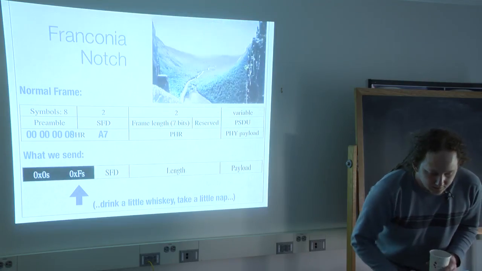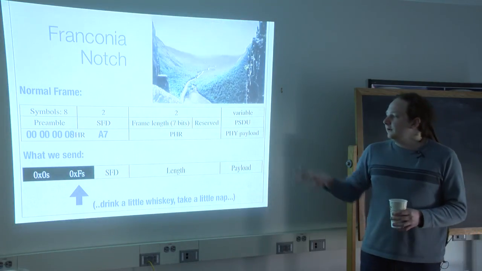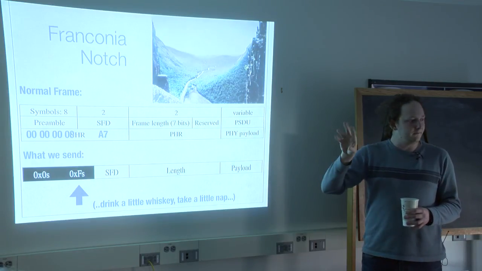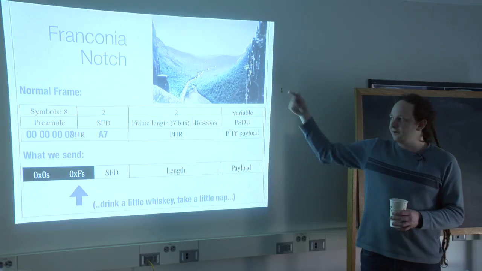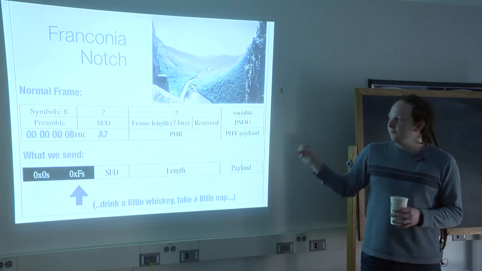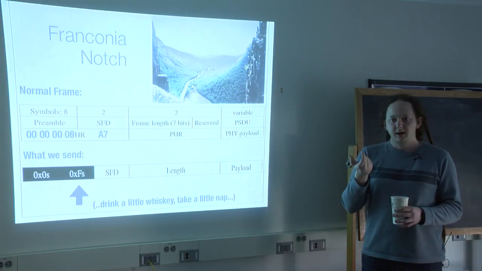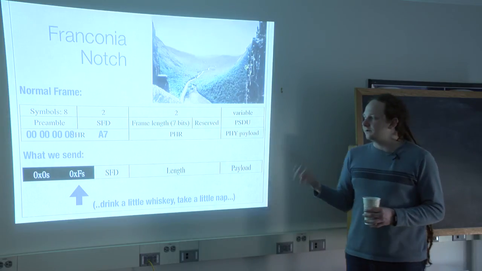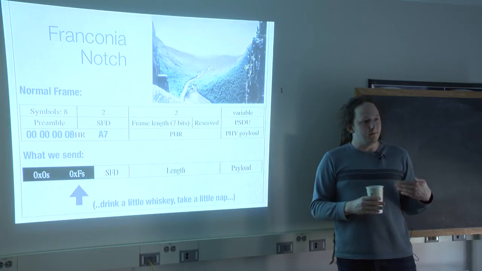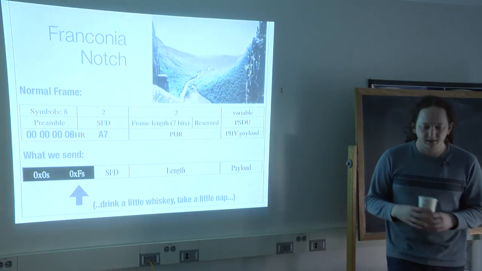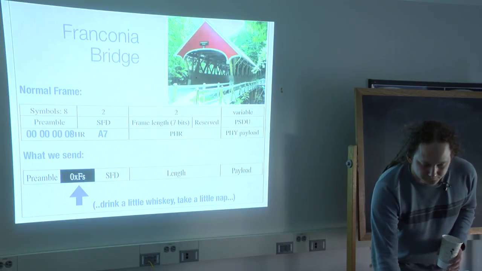There's also the Franconian notch, in which we send a couple of Fs, which is part of the wrong symbol set. Remember that 0 to 7 is one set, and 8 to F is another set. We send Fs just before the start frame delimiter in order to see whether that's matched on by the receiving radio. Some of these radios treat the end of the preamble as part of the start frame delimiter and will refuse to receive anything if it doesn't line up.